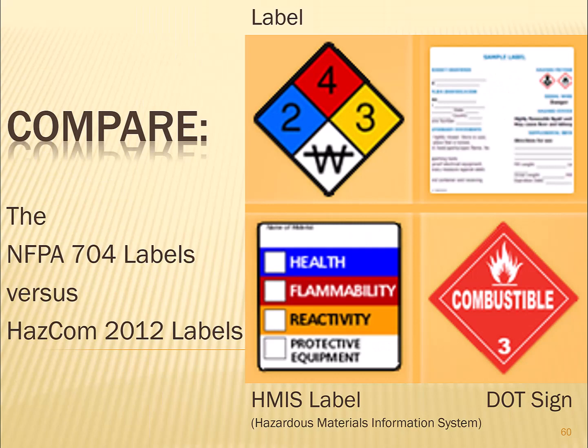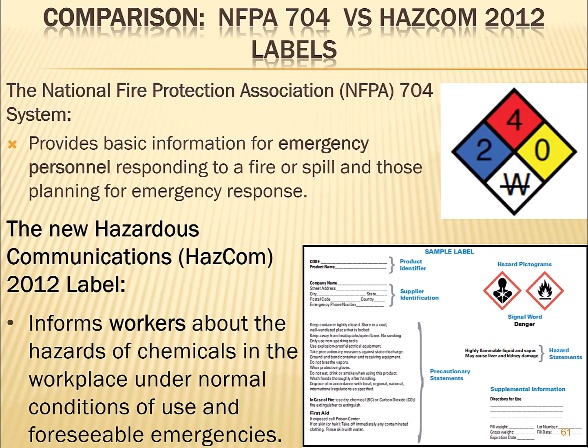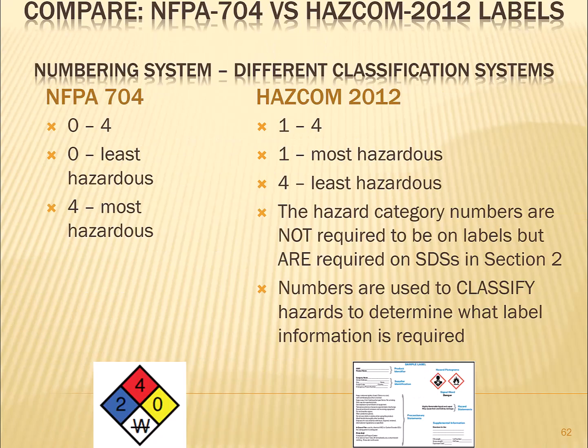So what I do want to get to is to compare the 2 labels, particularly the 2 that we've been working with, the NFPA 704 hazard diamond and the HAZCOM 2012 label. The big difference is the NFPA 704 has those 4 little diamonds, but 3 of them have numbers between 0 and 4. We talked about that before, where 0 is the least dangerous and 4 is the most hazardous, whereas the HAZCOM 2012 label can have one number between 1 and 4, no 0, but it goes the other way. The 1 is the most hazardous and the 4 is the least hazardous.